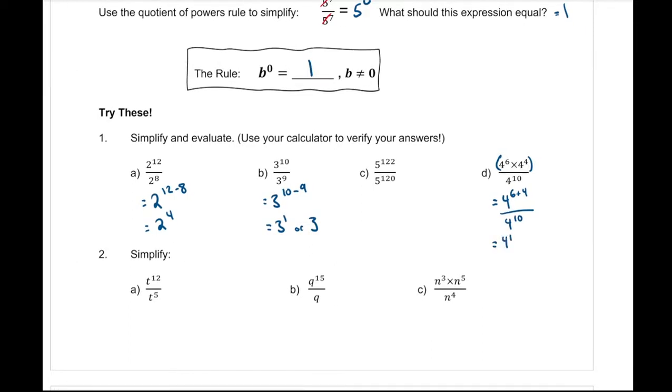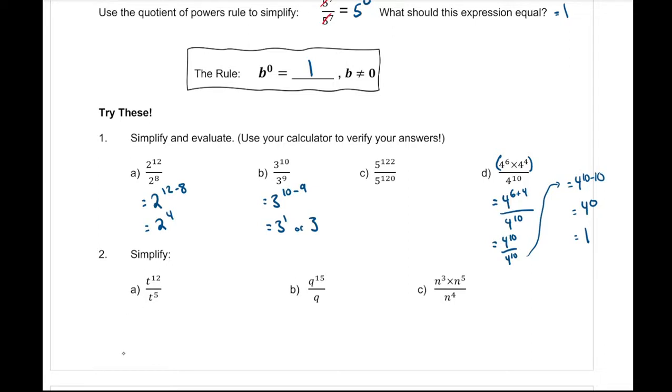This gives me 4 to the power of 10 divided by 4 to the power of 10. Now that we're dividing powers, let me just bring this back up here. I'm going to subtract my exponents, which gives me 4 to the power of 0, which we've just said before equals 1.